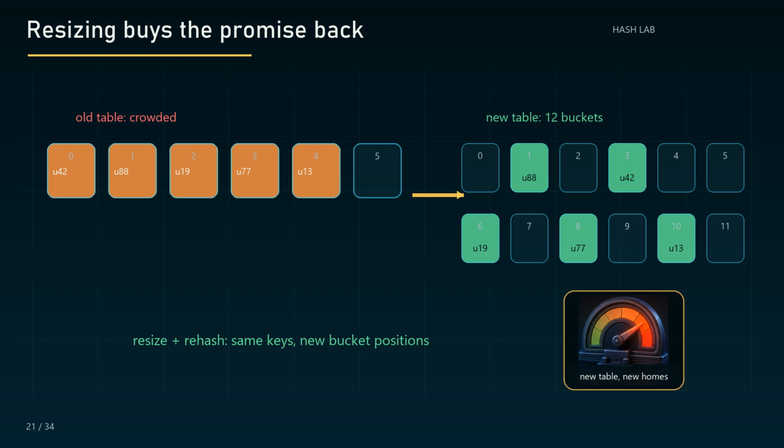When the table gets too crowded, a healthy hash table resizes. It creates a larger table and rehashes the existing keys into new bucket positions. That resize is expensive in the moment, but it restores room for future lookups and inserts.